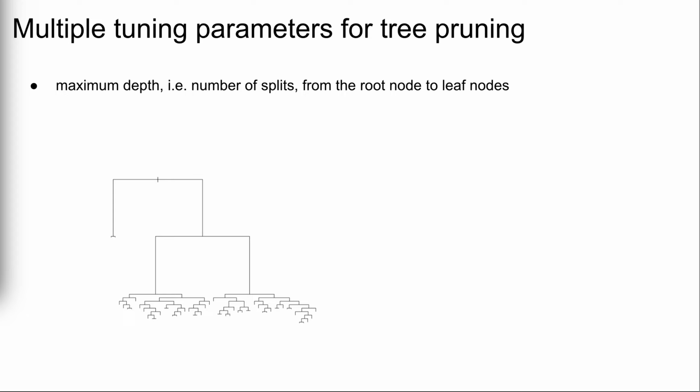So it turns out that there are multiple tuning parameters to consider here, each of which we have to pick. One parameter is the maximum depth of our tree. That is the maximum number of splits to make from the root node to the leaf nodes. For example, for the tree here, suppose we want to have a maximum depth of 2 splits. In that case, we'd prune all branches that occur after the second split.